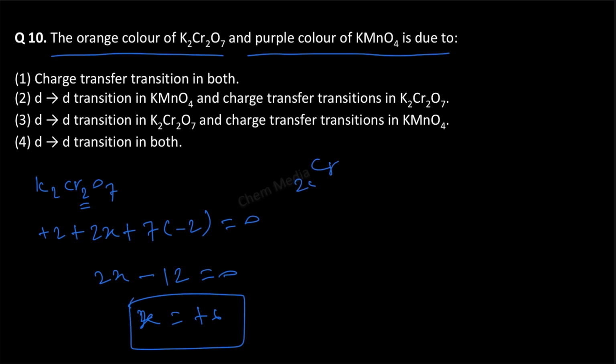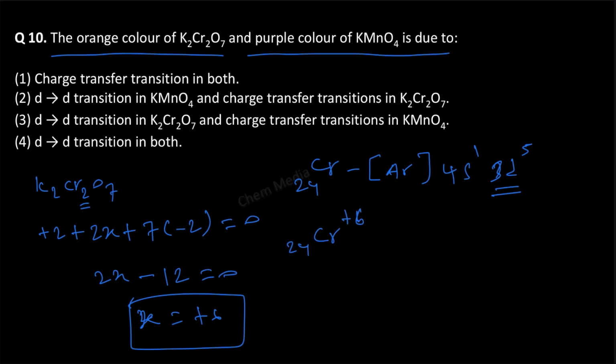We know that the atomic number of chromium is 24. So when it is neutral, the electronic configuration is argon, that has 18 electrons, and then 4s1 3d5, not 4s2 3d4, because half filled and completely filled d orbitals are more stable due to exchange energy, and that's why we write the electronic configuration like this.